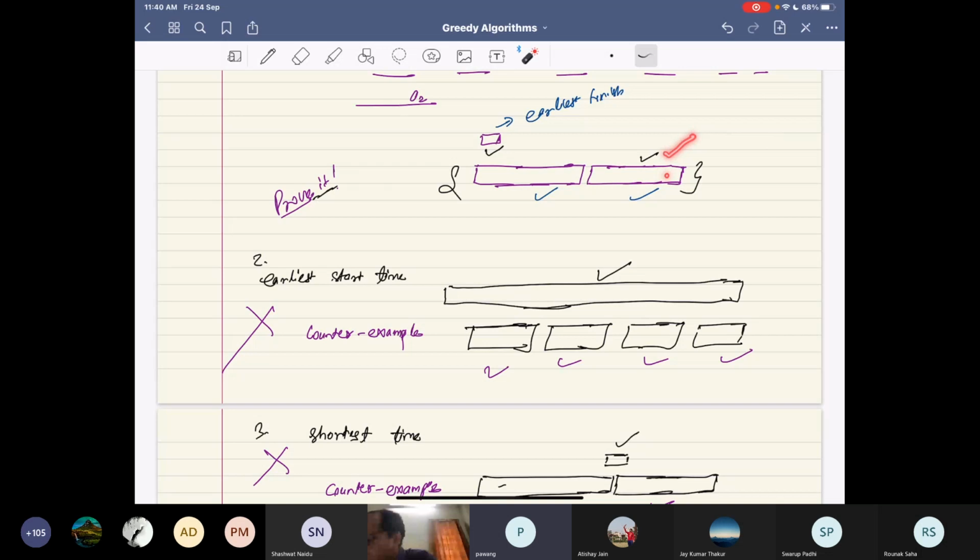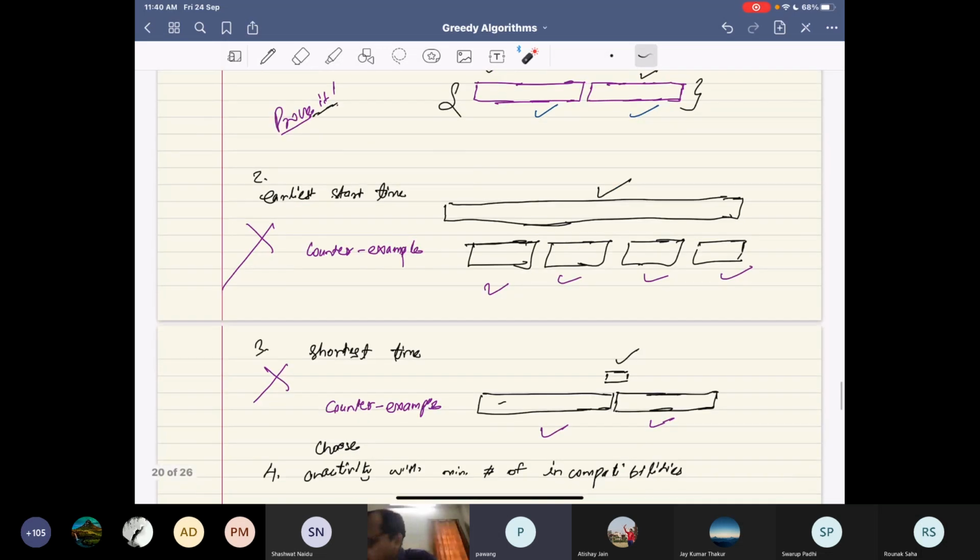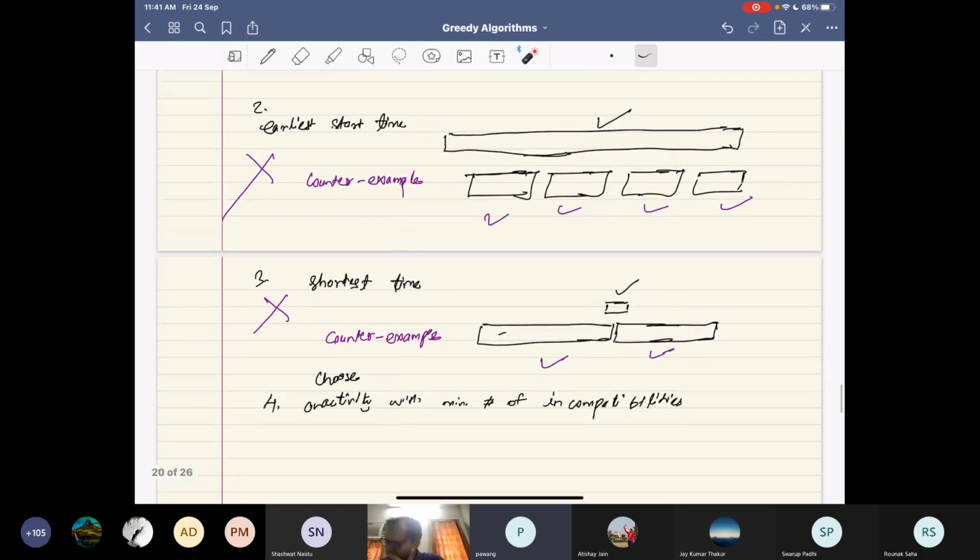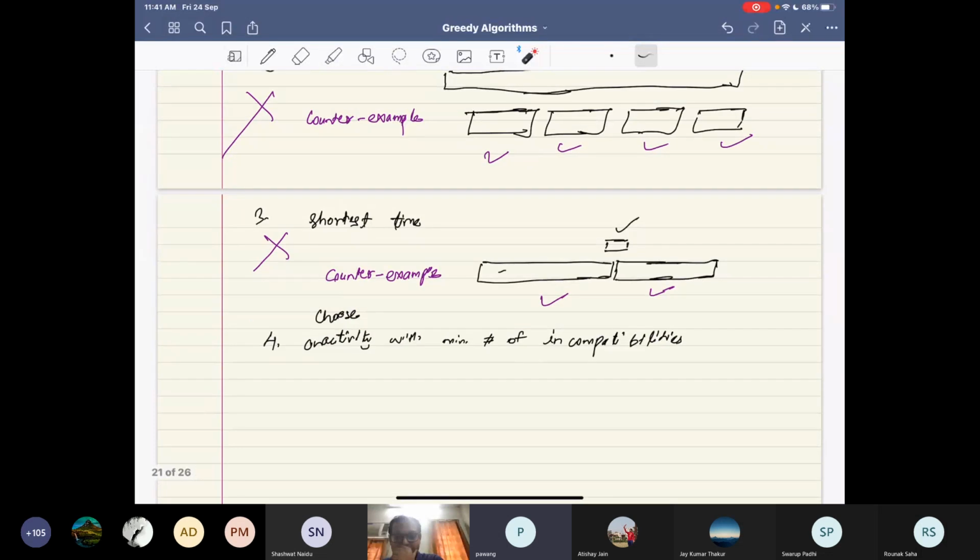I can choose that. Then also I will get an optimal solution. Fine. Here, choose an activity with minimum number of incompatibilities. This has 4 incompatibilities. I will not choose this. And these have 1 each. I can choose one and this will give me an optimal solution. Let's go here. How many incompatibilities does this one have? 2. This has 1, this has 1. So I'll again choose an optimal solution by this. So is that a correct greedy choice? Is that a correct greedy choice?